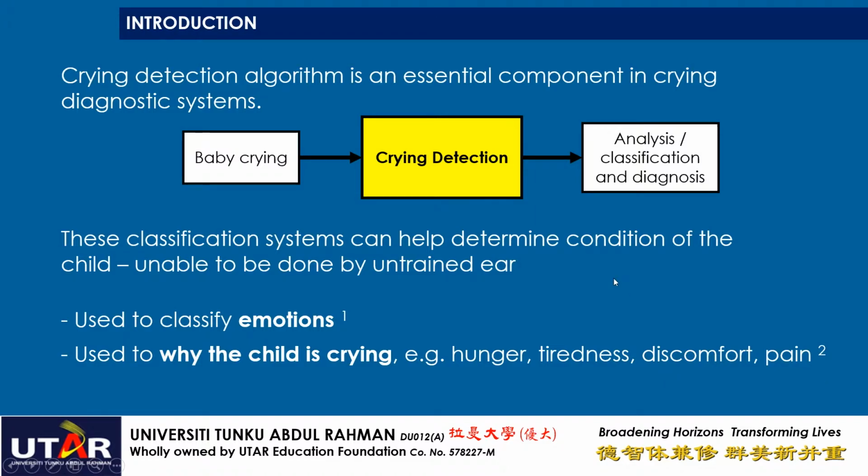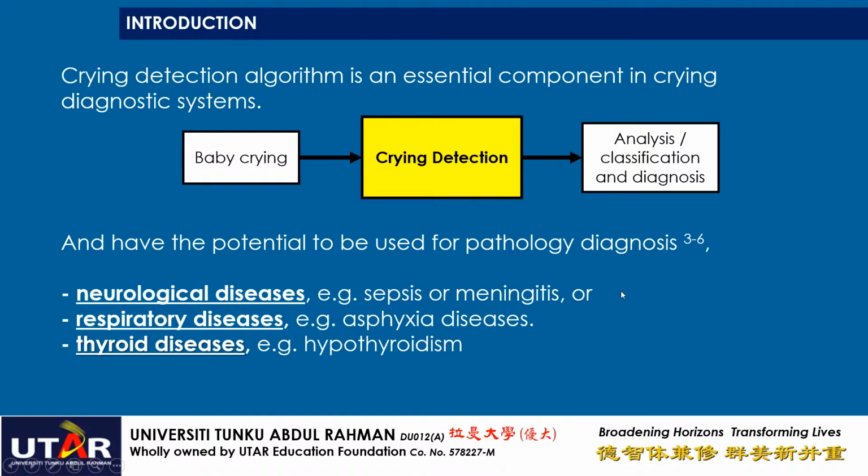Other than that, baby crying sounds also have the potential to be used for pathology or disease diagnosis. Just from analyzing the crying sounds, we may be able to detect the presence of different diseases, such as neurological diseases like sepsis or meningitis, respiratory diseases like asphyxiation, and thyroid diseases like hypothyroidism. So crying detection algorithms play an important role in building classification systems that help tell more about the child's well-being than the human ear can.